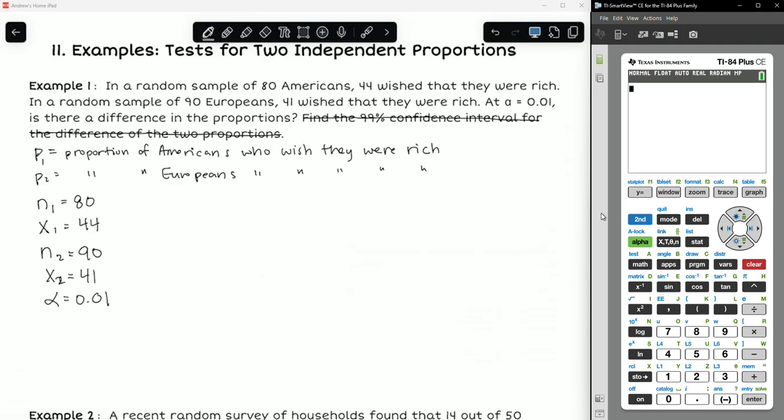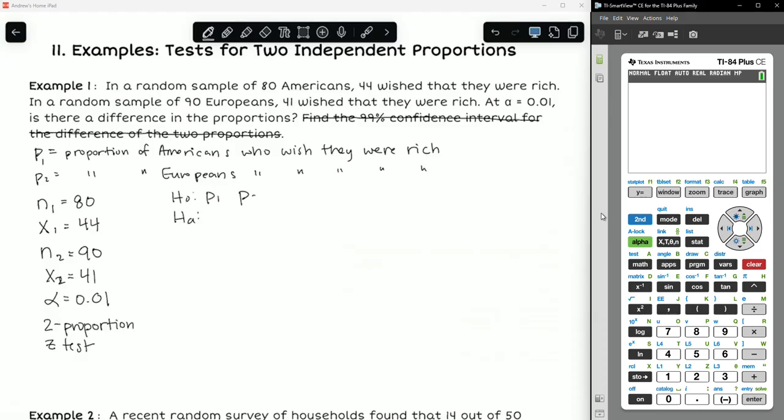We're going to assume that the conditions for this have been met. I should check n times p and n times q for both samples, but for the purposes of the textbook and your test, you may assume those have been met. And I'm going to perform a two-proportion z-test. I know it is a z-test. I'm going to set up my hypotheses and then set up my distribution so I can find my test statistic and p-value.